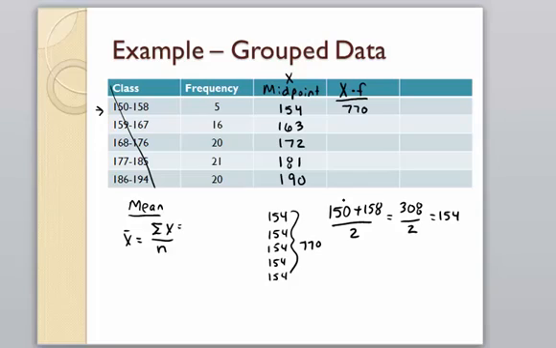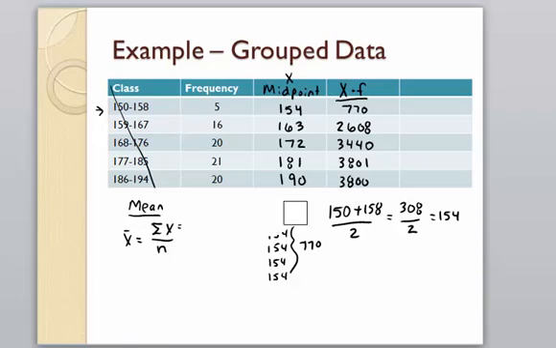Then we'll do the same thing on the second line. We'll say 163 times 16. That gives me 2608. The third one, 172 times 20, gives me 3440. 181 times 21 gives me 3801. And finally, 190 times 20 gives me 3800.